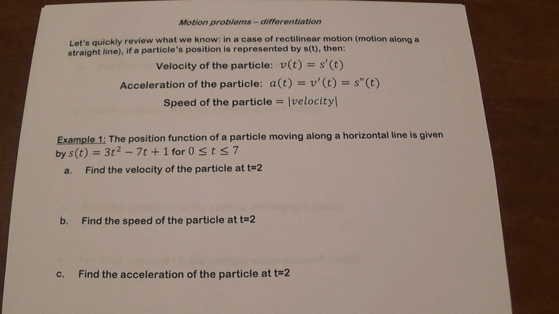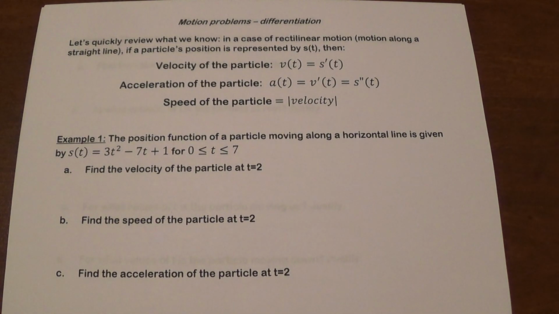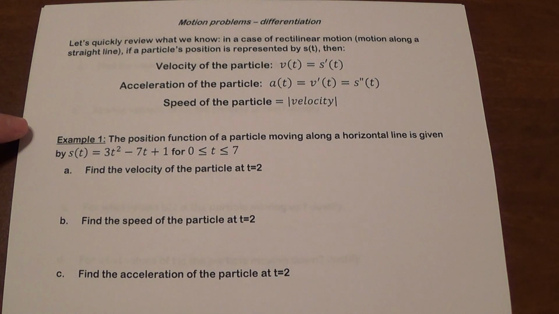Hi, today we're going to talk some more about how to use differentiation with motion problems. Let's quickly refresh. We know that the velocity is the first derivative of position, and the acceleration is going to be the first derivative of velocity or the second derivative of position, and also the speed. You find speed by taking the absolute value of velocity.